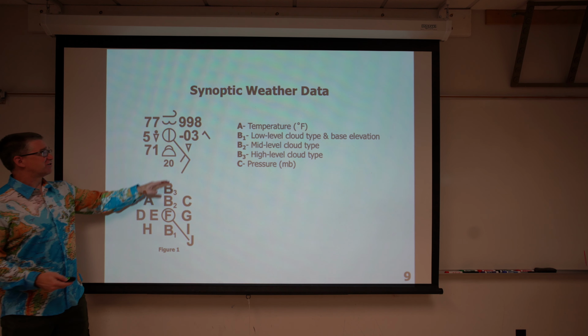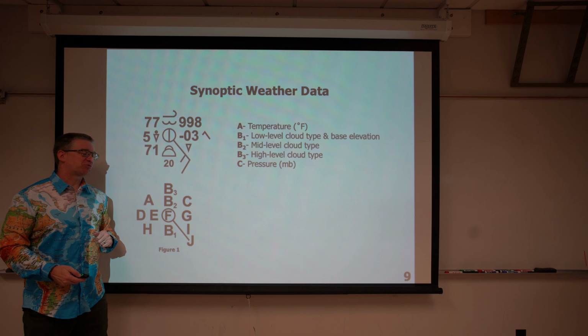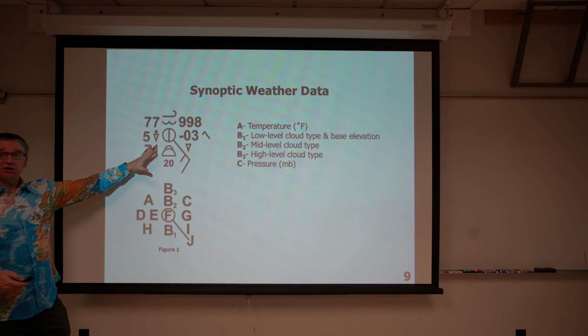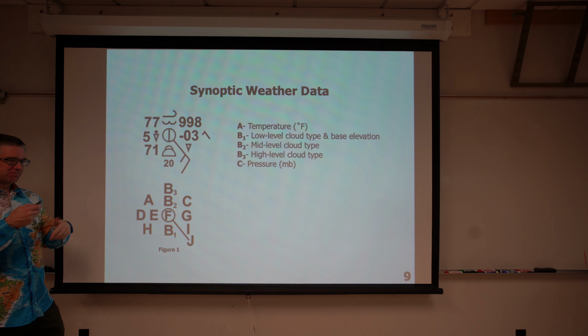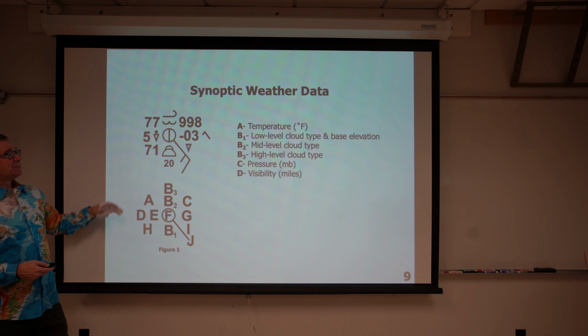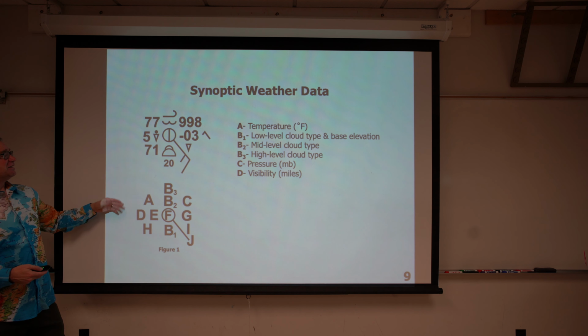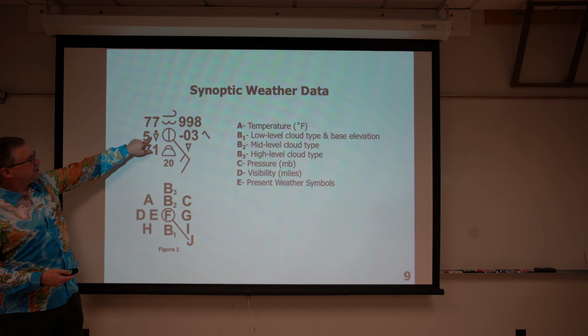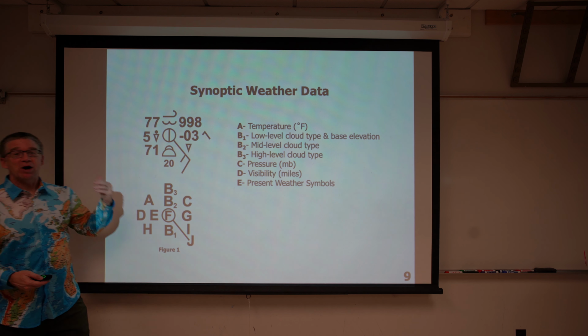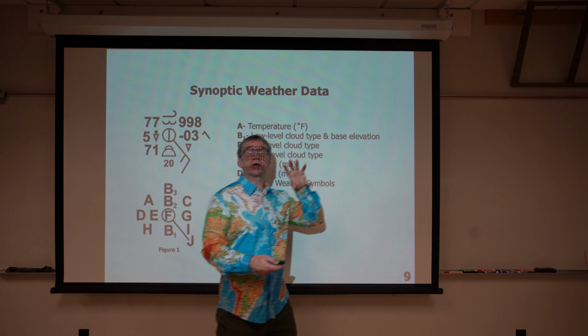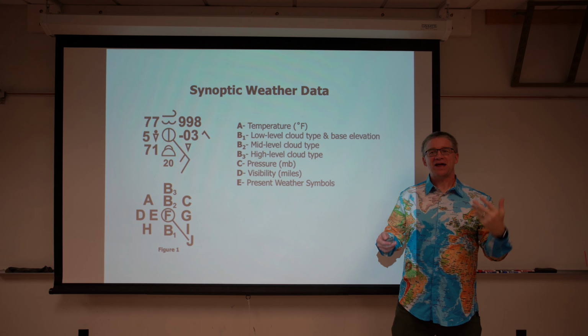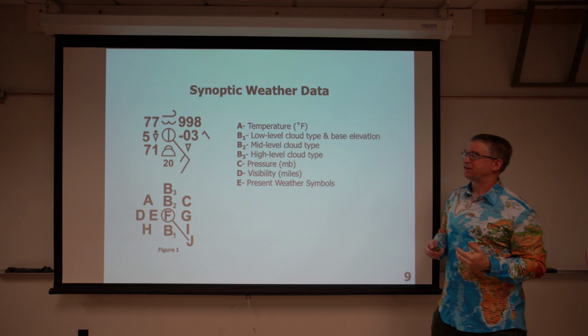C is going to be our pressure. So to the right and above is pressure. And again, I'm going to go through pressure in just a second here because it's a little bit different. Visibility is going to be directly to our left, all the way to our left. So in this example here, it's 5 miles. E is going to be our present weather. So you see this symbol here, it's going to refer to some sort of weather condition. Again, that's a symbol we're going to get into next week, but just know for now, that's where our present weather symbols are found.